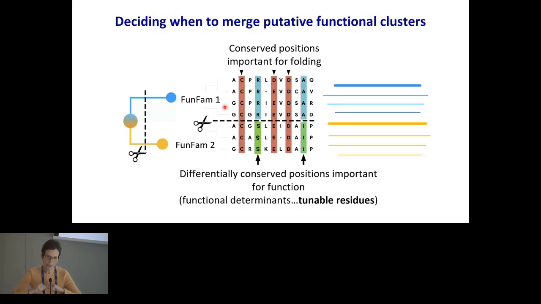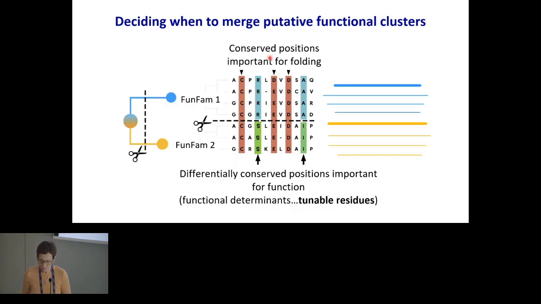So different patterns of conserved residues that are likely to be important for function. And you can see from this picture, where I'm trying to decide whether these two FunFams should be merged, some positions are completely conserved because they're important for making that structural core I told you all evolutionary superfamilies have. But other positions are conserved, but in completely different ways.